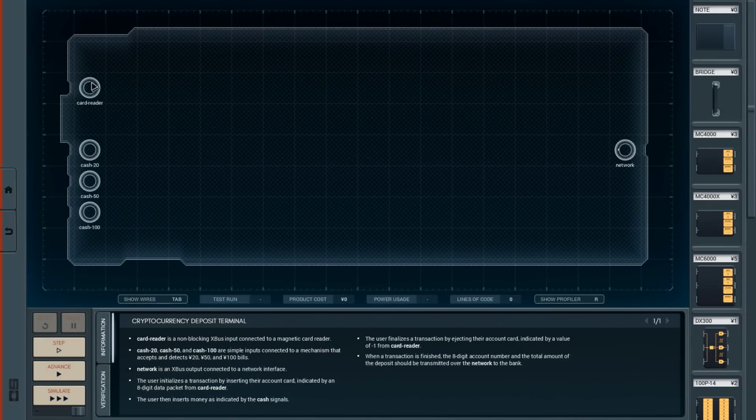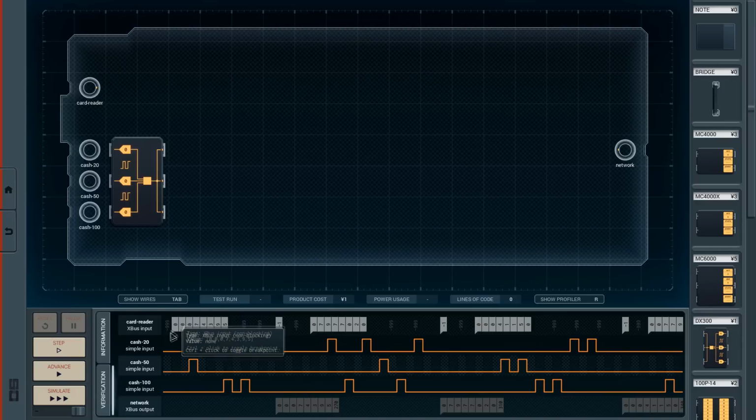So we have a card reader, which is XBus. We have network. We have 3 cash connections, and before I even look at what's going to happen, I know what's going to happen. So the user initializes the transaction by inserting their account card. It'll get 8 digits from here, then inserts money, which means pulses here. The user finalizes by ejecting their card, and then it'll send a -1 here. So digits come in, then we get 50, 20, 100, 100. And then when we send a -1, we get lots of numbers followed by 270.